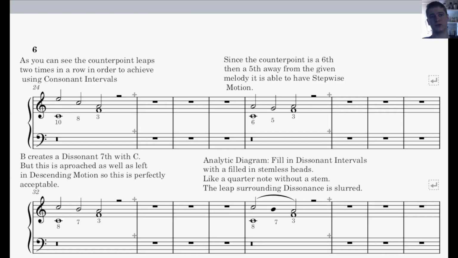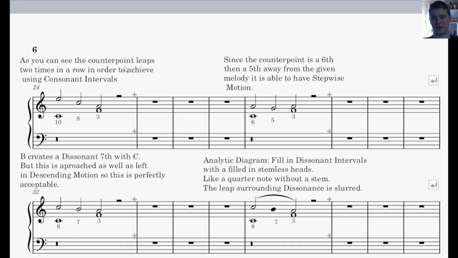Consonant harmonic intervals can happen on the upbeat or the downbeat. These are also known as your perfect or imperfect intervals: your first, your third, your fifth, your sixth, your octave, and your 10th. Leaping twice in the same direction is more acceptable in 2-to-1 than 1-to-1.